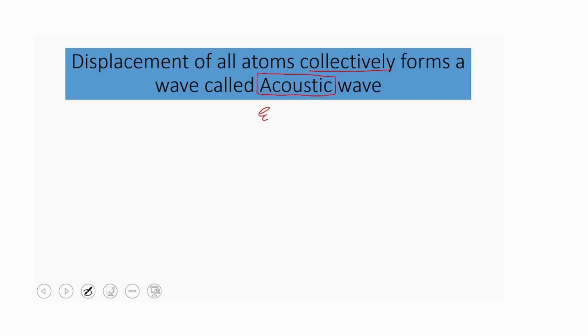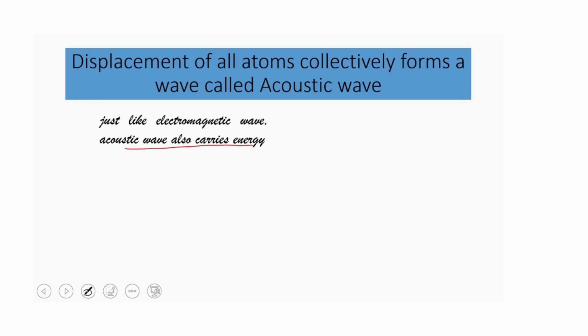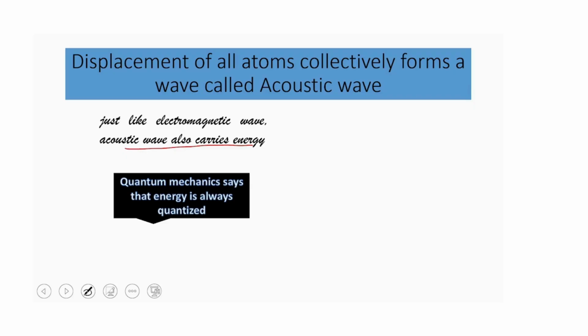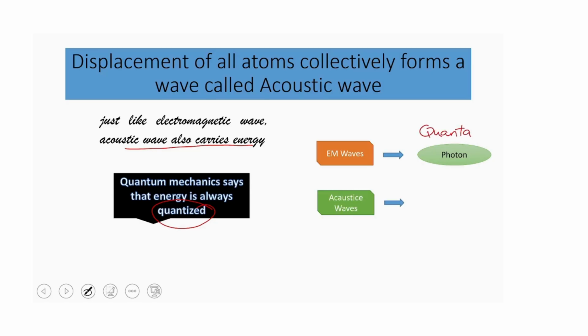Now this wave is analogous to the electromagnetic wave which is produced by the variation of electric and magnetic fields, but in this case what is varying is the displacement of the atoms with time. So just like electromagnetic waves, acoustic waves also carry energy, and we know that quantum mechanically energy is always quantized. So just like we had the photon as the quantum of energy of the electromagnetic wave, there is another quantum of energy which we call a phonon, and it carries the energy of acoustic waves.